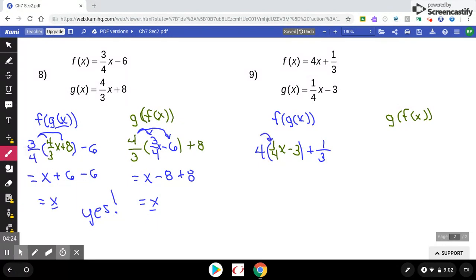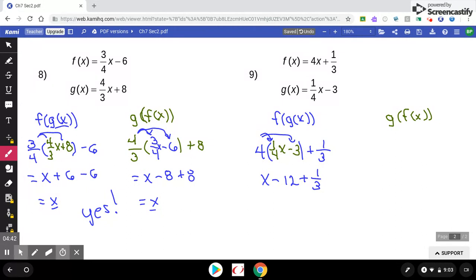So this is looking good so far. 4 times 1/4 is x. The same thing happened on the other problems. But if you pick up a calculator and you go 4 times negative 3, you obviously don't get negative 1/3, you get negative 12.